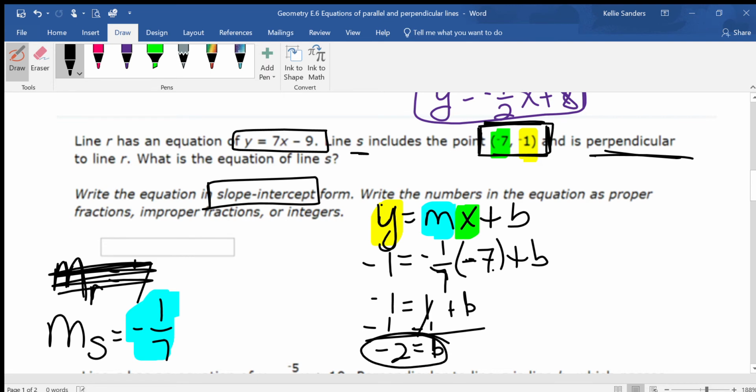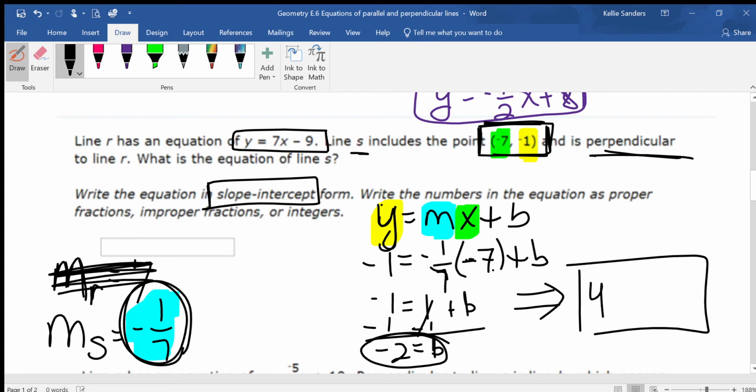If our b is negative 2 and our slope is negative 1 over 7, then our answer is y equals negative 1 over 7x minus 2.